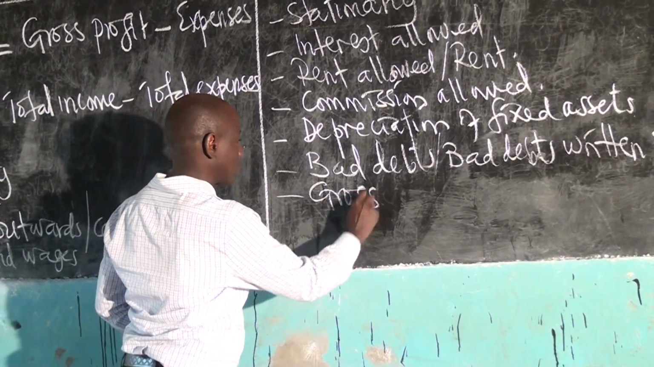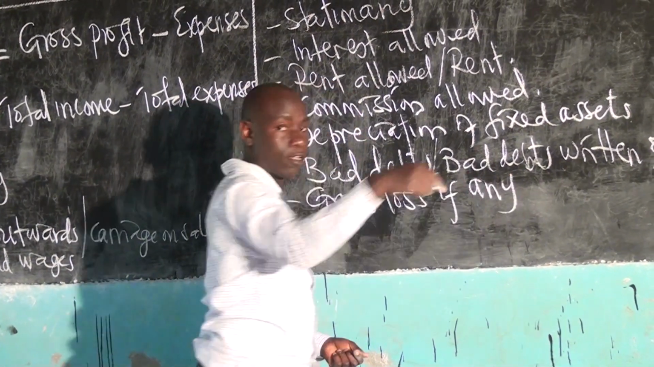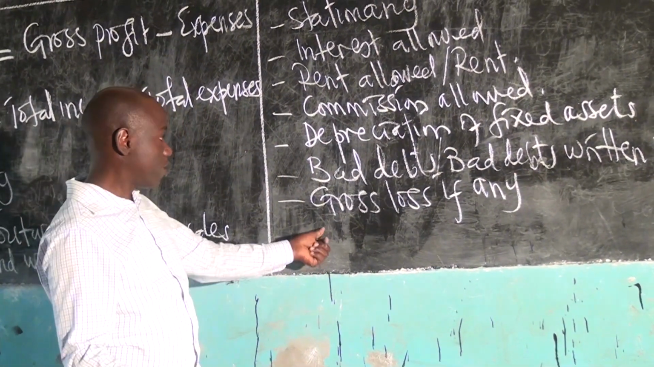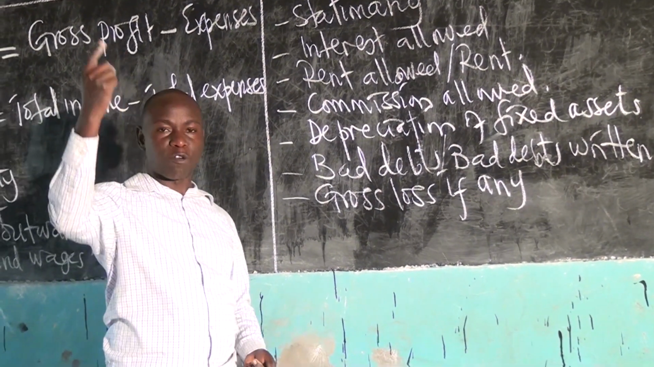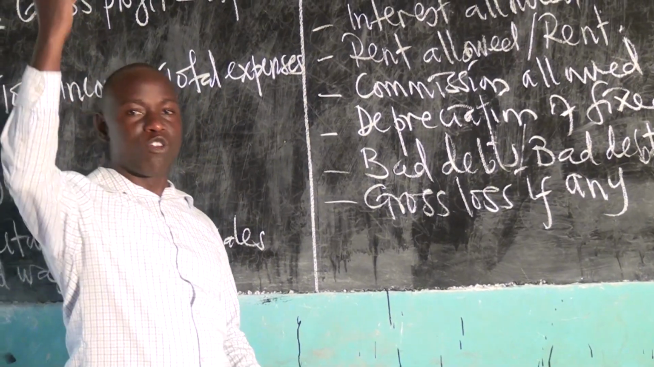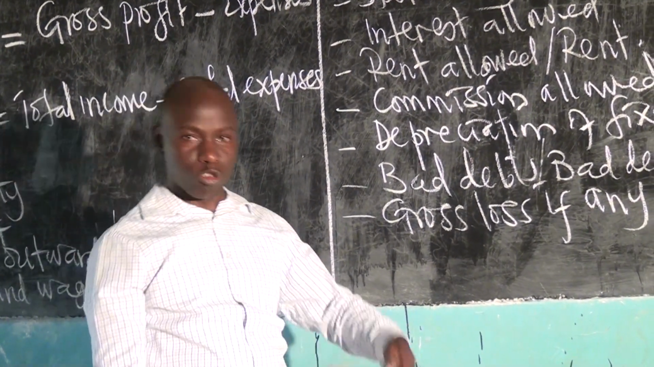Gross loss. If a business makes a gross loss, it is regarded also as an expense to the business. For example, talking about the trading account, you draw your trading account, and instead of getting a gross profit, you get a gross loss.